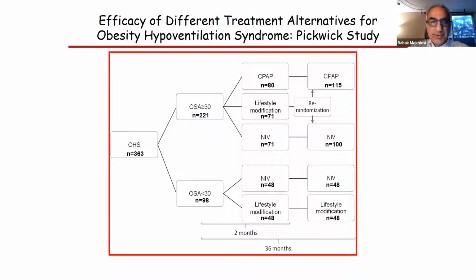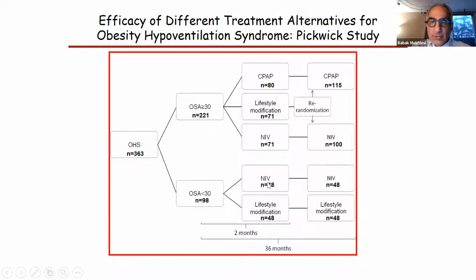Now, this brings us to the Pickwick study, in which there are 2 studies here, those who have severe OSA with OHS and those who don't. And you can see the majority of people have severe OSA. That's around 70% of the population. So 70% of patients with OHS have OSA with an AHI above 30.